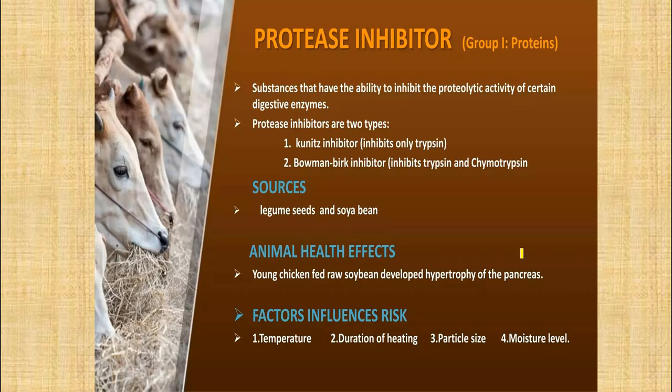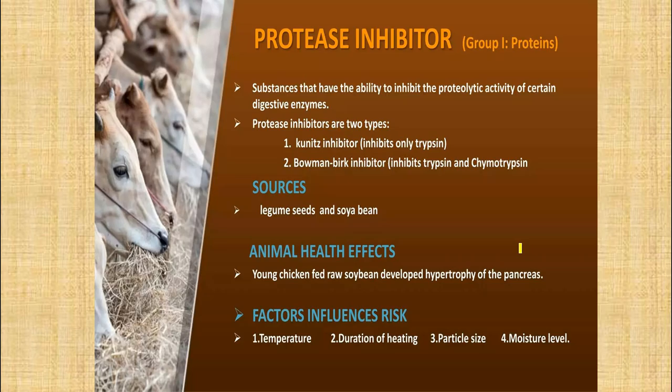Then the protease inhibitors are always called group 1 proteins. These protease inhibitors have two types. What are those? Number one is the Kunitz inhibitor, which inhibits only trypsin and is highly selective in nature. Whereas the Bowman-Birk inhibitor inhibits trypsin and chymotrypsin in the intestine.